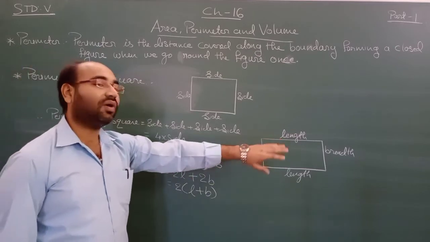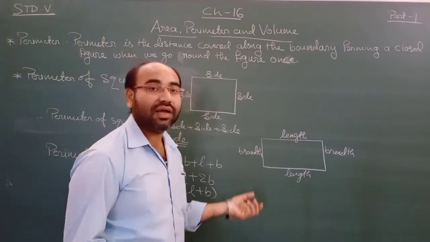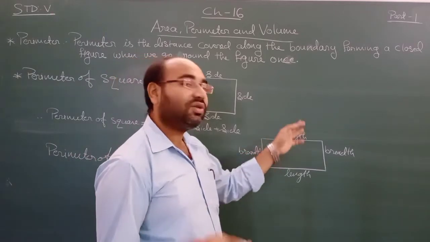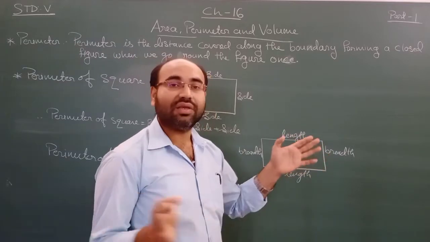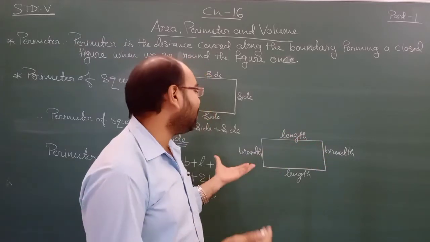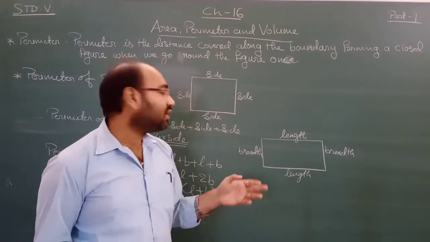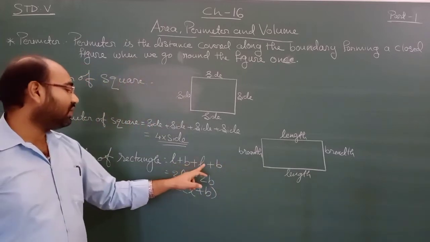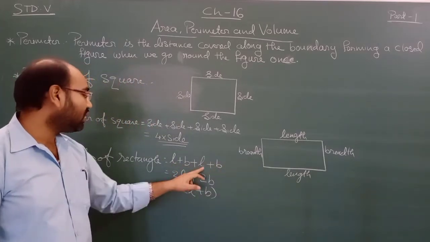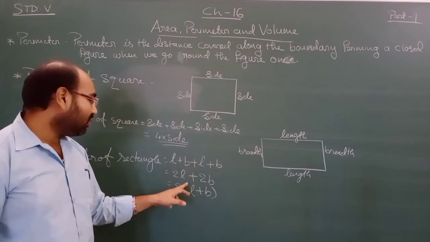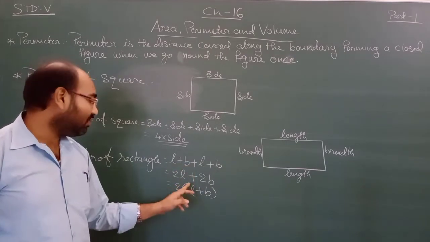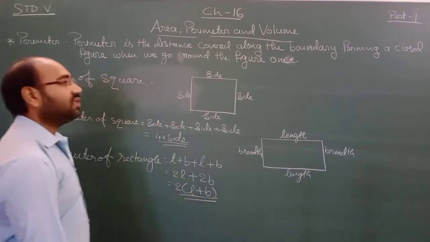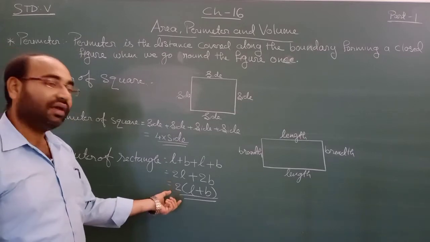Sometimes the word length will be used, sometimes the word long, and in place of breadth the word broad or wide may be used. Length means how long it is and breadth means how wide it is. So the words may be different but the meanings will be one and the same. So length plus breadth plus length plus breadth comes to 2 times length and 2 times breadth. Taking 2 common from both, what is remaining inside the bracket? L plus B. Again, this is the formula which you have to use in the sum.